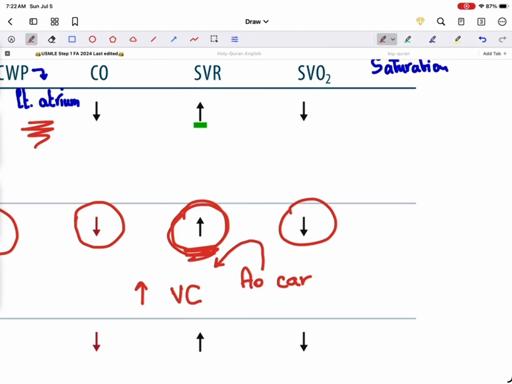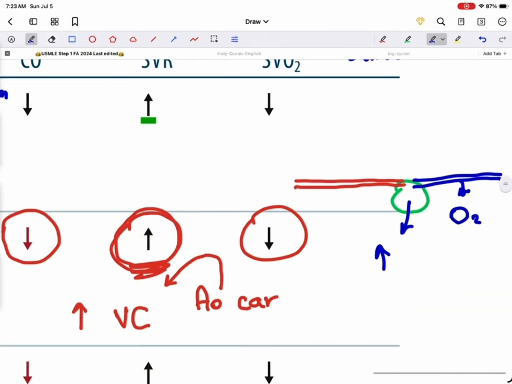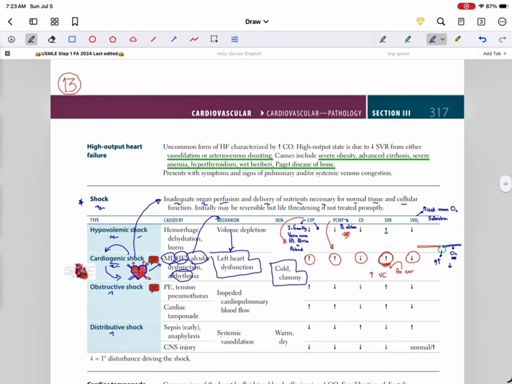Why is that? Because mixed venous oxygen is the blood coming back from the tissues. This is the venous oxygen. So it is the oxygen in the blood coming back from the tissues. So it shows us how much the tissue is extracting oxygen from the blood. In case of shock, the tissues are extracting so much that the oxygen would be low.